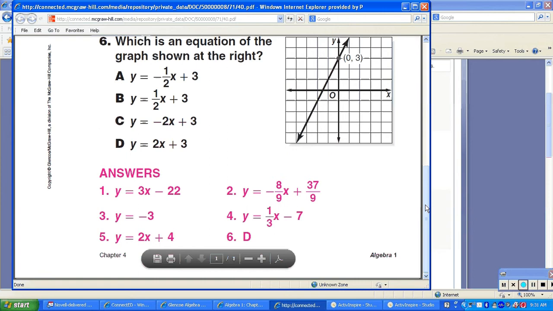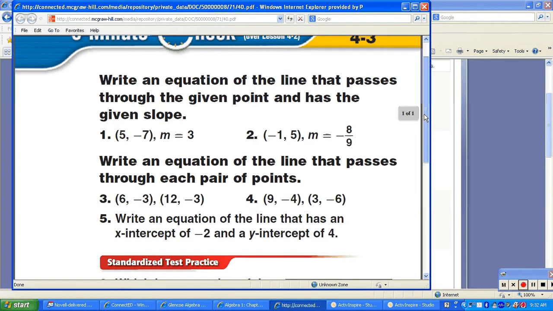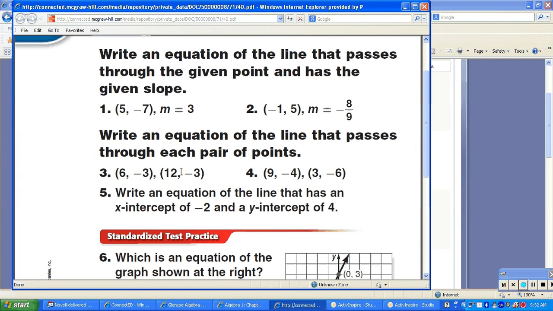So again, you're going to start off with this 5-minute check, and so there are 6 problems total. The first two, you write the equation if you're given the point and the slope. And since this is a 5-minute check over 4-2, it should be in slope intercept form. Then here's what we did the daily check on yesterday or day before, where you are given 2 points and you're writing it in slope intercept form.